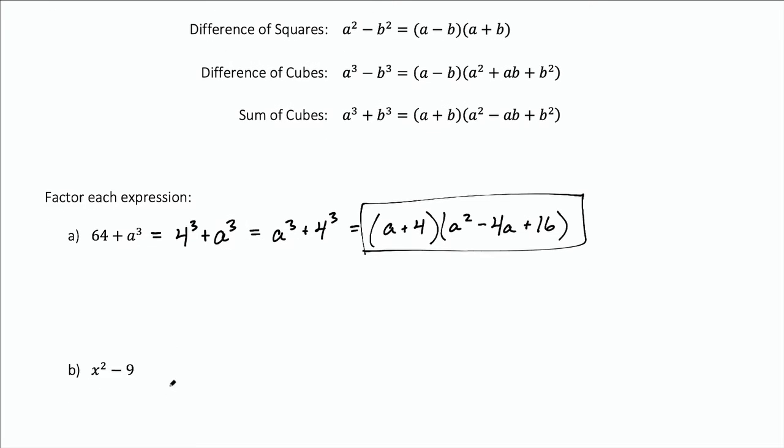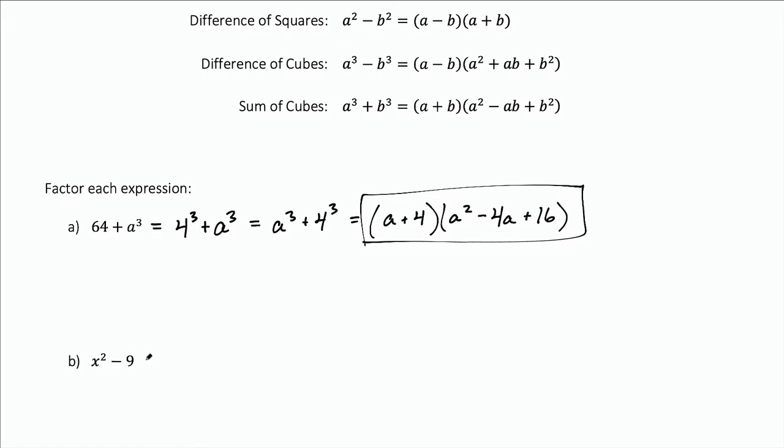Let's go ahead and look at b. We've got x squared minus 9. So with that squared right there, we think, well, maybe I can use the difference of squares formula. I've got x squared, and then 9 is 3 squared. So that's minus 3 squared.